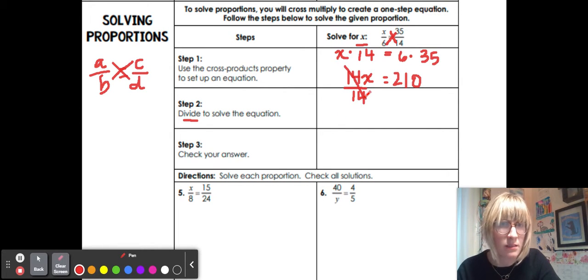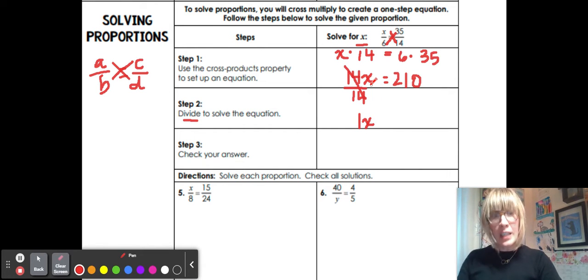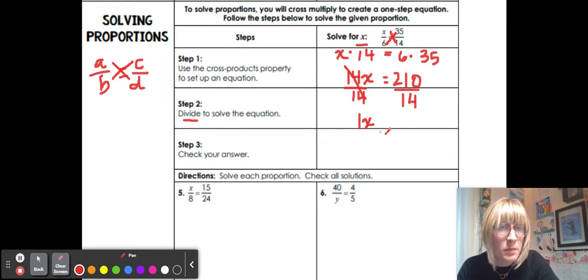So this leaves, right? 14 divided by 14 is really just 1. And x is like, oh, I'm finally by myself, right? Because 1x is just the same as saying x. So legal to do, so long as whatever you do to one side, you do the same thing to the other. So 210 divided by 14 ends up giving us 15. So we divided to solve the equation. So now we know that x, or 1x, is equivalent to 15.